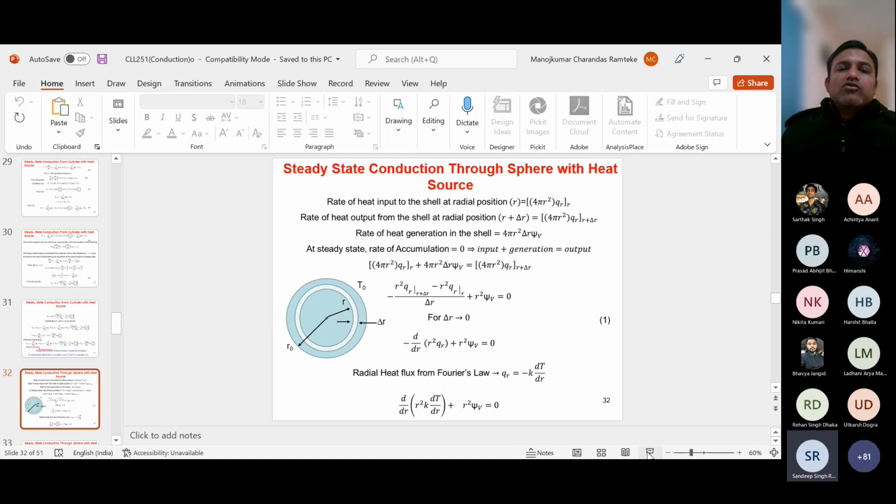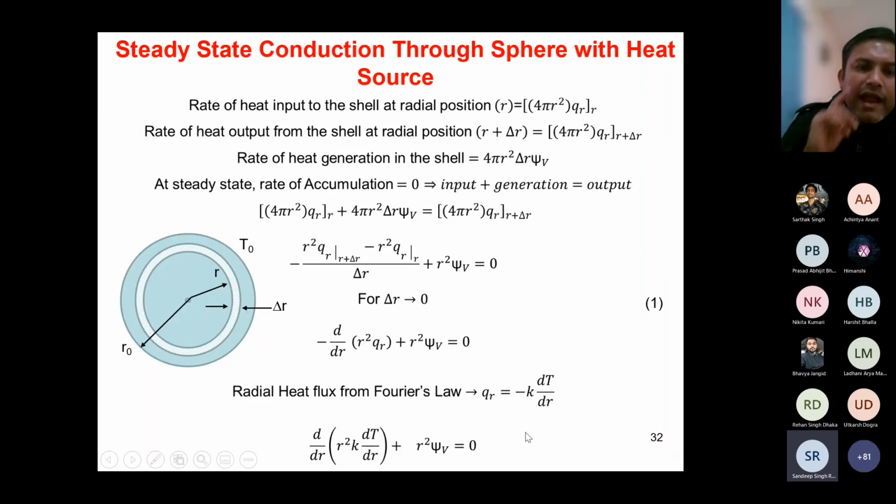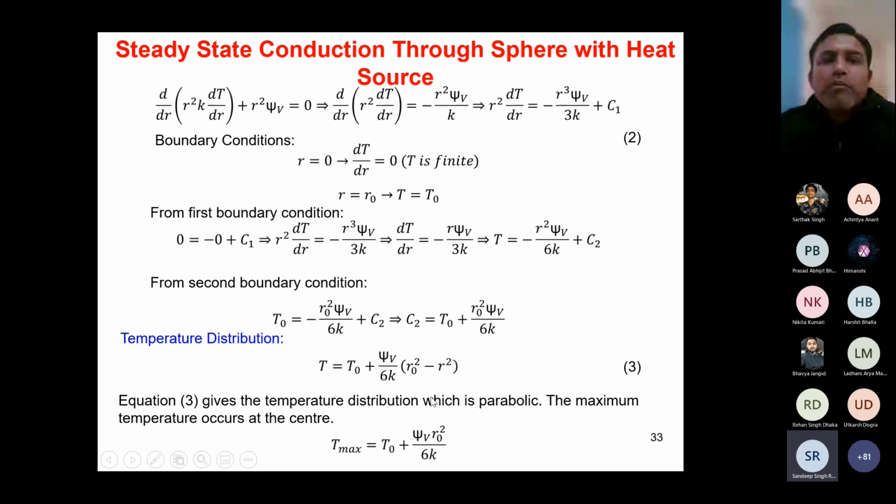So this is the solid sphere. Here at R equals 0, our boundary condition is going to be dT by dr equals 0. Is it clear to everyone? This is the same boundary condition which we have used earlier, isn't it? And at R equals R naught, the temperature T equals T naught. We can apply both these boundary conditions here. If we apply the first boundary condition in this equation, we directly get C1 equals 0.